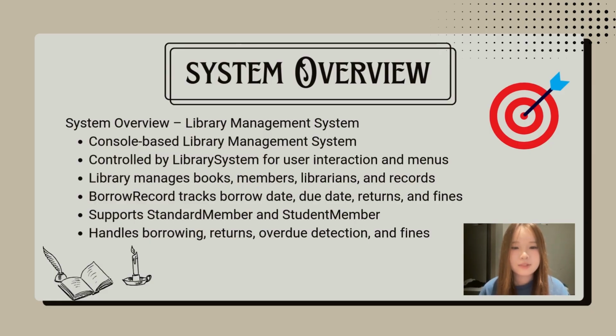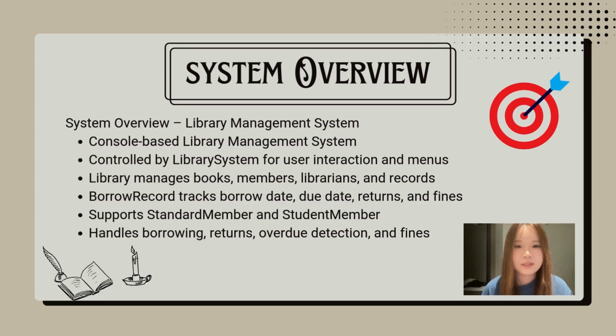Supporting this, we have the library class, which manages all the core data in the system, including books, members, librarians, and borrowing records. Whenever a book is borrowed or returned, the details are recorded using the borrow record class, which stores important information such as the borrow date, due date, return date, and any overdue fine. The system also supports different types of members such as standard member and student member. Each member type has different borrowing limits and fine calculation rules, allowing the system to be more flexible and realistic.